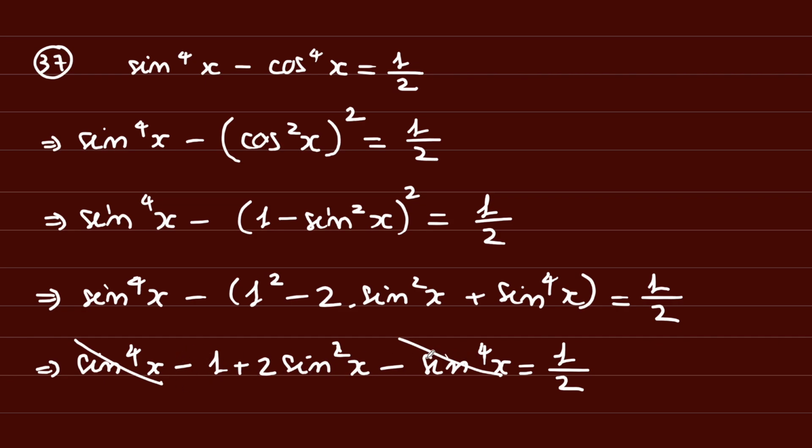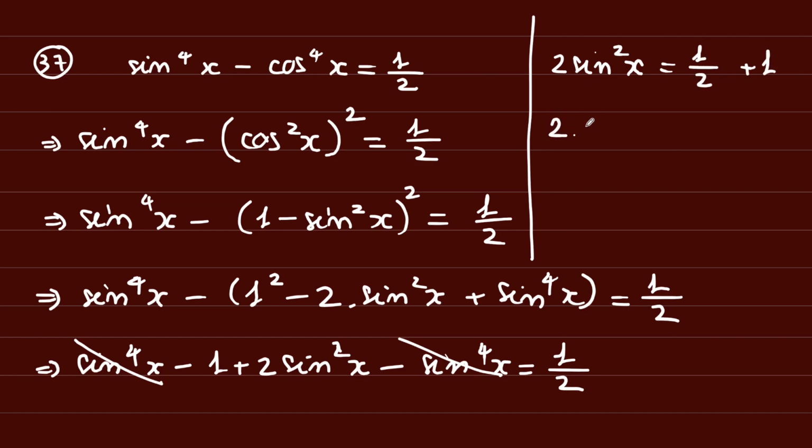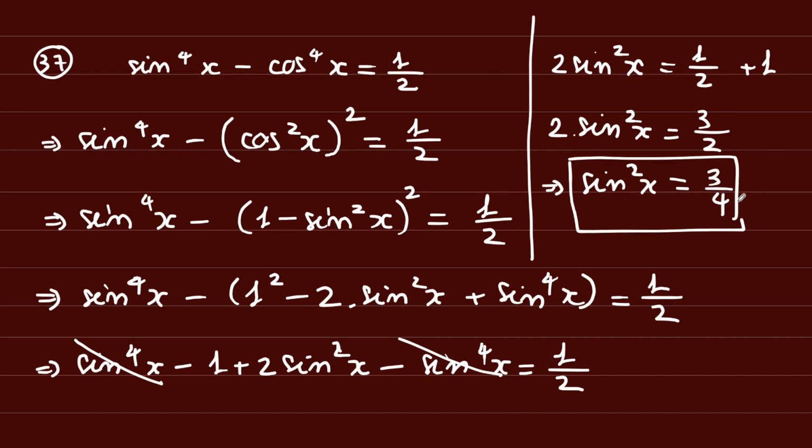And simplify with this. Okay, let me take some steps. Minus 1 from the left will move to the right, and after that, allow me to write down the new form here. After simplifying, you get 1/2 plus 1, and here is 2 sine square h equal to 3/2. After that, divide by 2 for both sides, you get 3/4. It's time to write down this one: sine square h equal to 3/4.